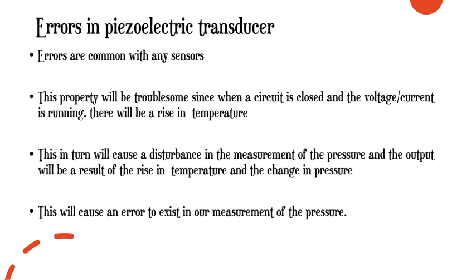Moving on, we have errors in piezoelectric transducer. Errors are common with any sensors. This property will be troublesome since when a circuit is closed and the voltage or current is running, there will be a rise in temperature. This in turn will cause a disturbance in the measurement of the pressure, and the output will be a result of the rise in temperature and also the change in the pressure. This will cause an error to exist in our measurement of the pressure.